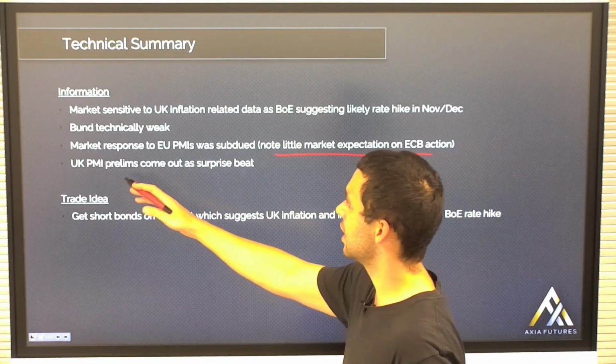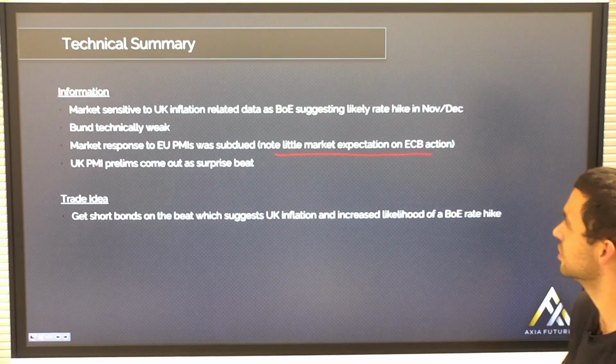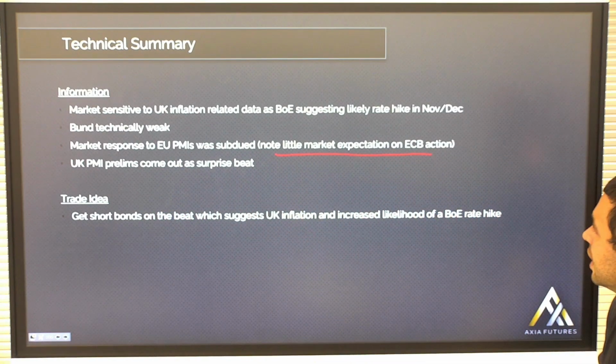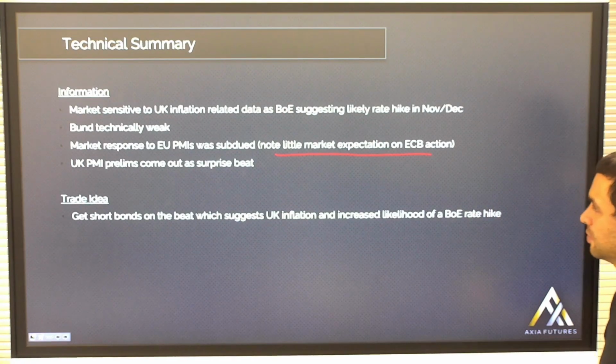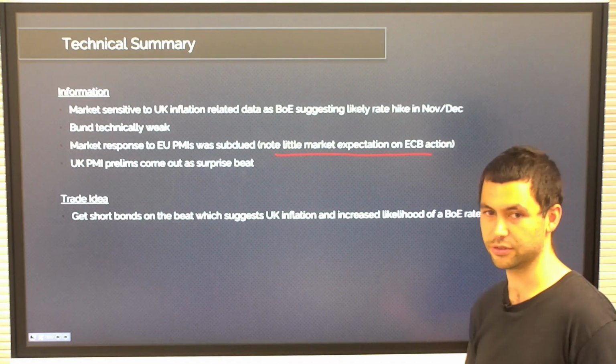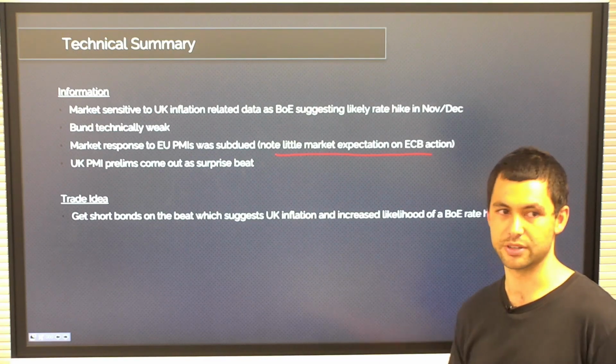But the UK prelim PMIs came out as a surprise beat, so above expectations. And that's, I suppose, really triggering the rate hike expectations, and then the market's a bit more responsive to that. So the trade idea is basically just to get short bonds because I thought, well, we're technically bearish, and now it's given this market a good reason to go.